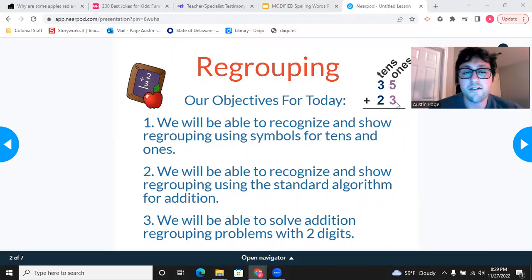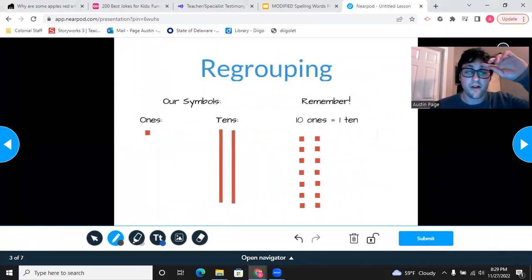So the first objective is that we will be able to recognize and show regrouping using symbols for tens and ones. The second objective is we will be able to recognize and show regrouping using the standard algorithm for addition. And our last objective is we will be able to solve addition regrouping problems with 2 digits in them. So let's start by looking at this.